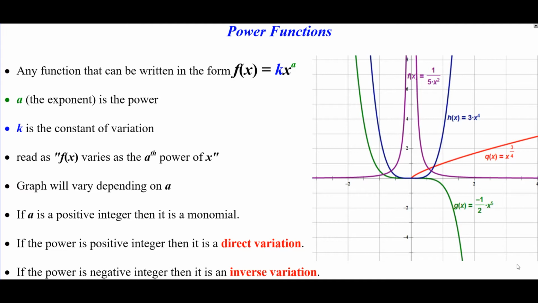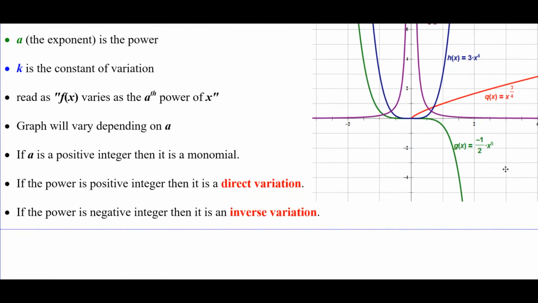The graph of a power function is going to depend on what your exponent is. If that exponent is a positive integer, then we would refer to that as a monomial because it's a polynomial of a single term, so monomial. If the power is a positive integer, then we would call that a direct variation. If the power is a negative integer, then we would call that an inverse variation.